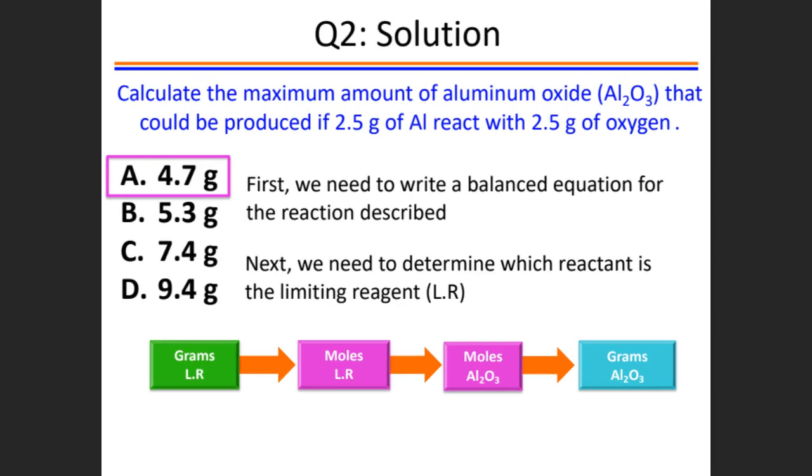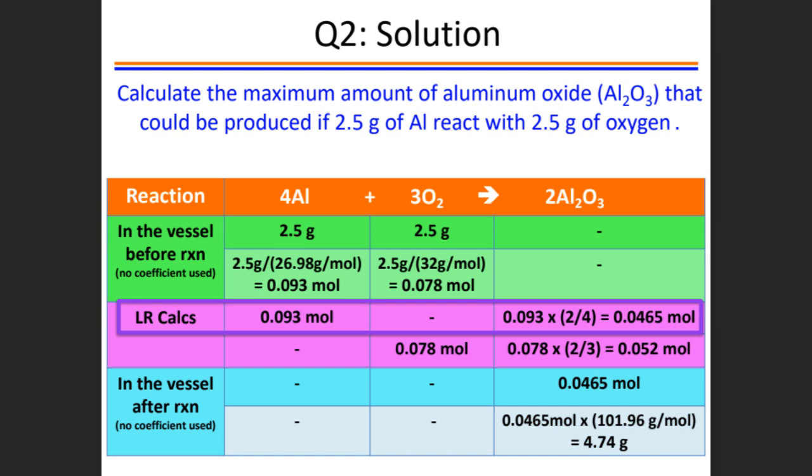First, we need to write the balanced equation for the reaction. Next, we need to determine which reactant is the limiting reagent. Then, let's see here. So 2.5 gram, 2.5 gram, we write our balancing equation. First, convert the amount into mole.